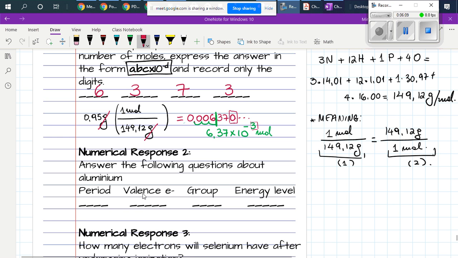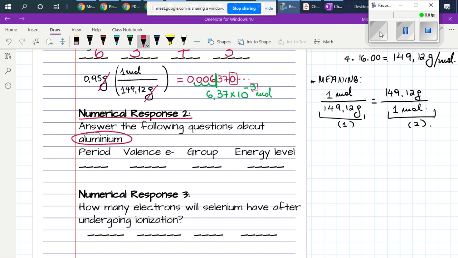So let's move now to numerical response number 2. Numerical response number 2 is asking a question about aluminum. Remember what we said: groups are columns and periods are rows. So in which period is aluminum? Period 3, because periods are related to the rows. And now, what is the valence electron count of aluminum? 3 as well. Okay, good.